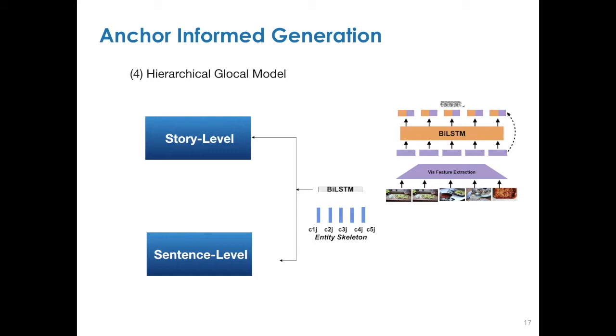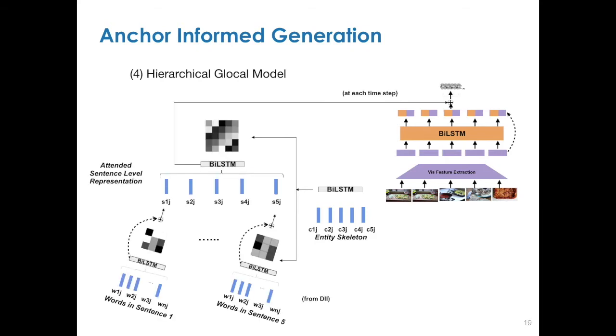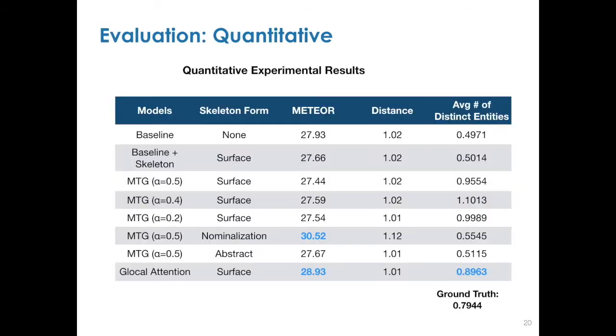This is our main model, which is the hierarchical global model, which extracts sentence level features and story level features. So essentially, we perform hierarchical attention, one at word level for each sentence and then sentence level for the entire story, and use it while decoding each sentence.